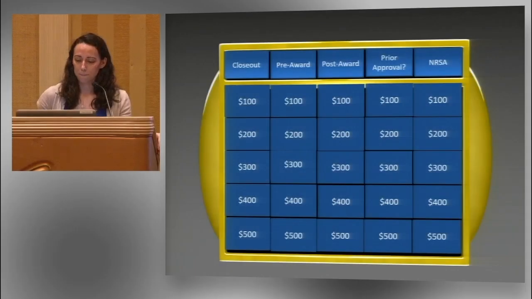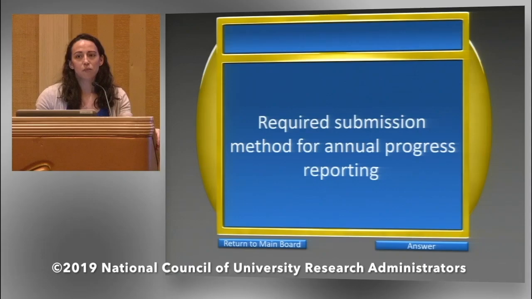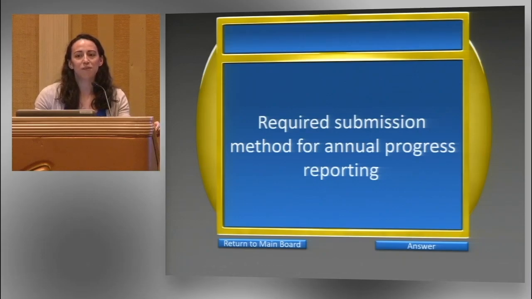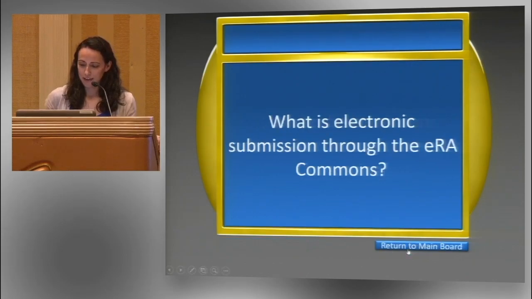Post award for 300. All right. So the required submission method for annual progress reporting. Anyone remember? Oh, we've got a hand over here. Oh, Commons. What is electronic submission through eRA Commons? That's right.